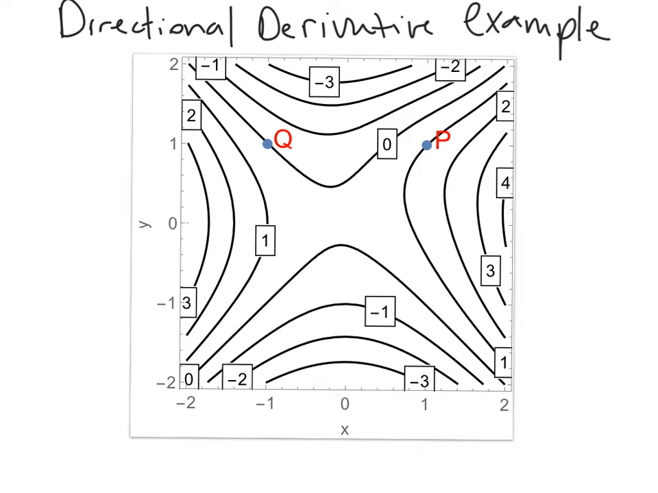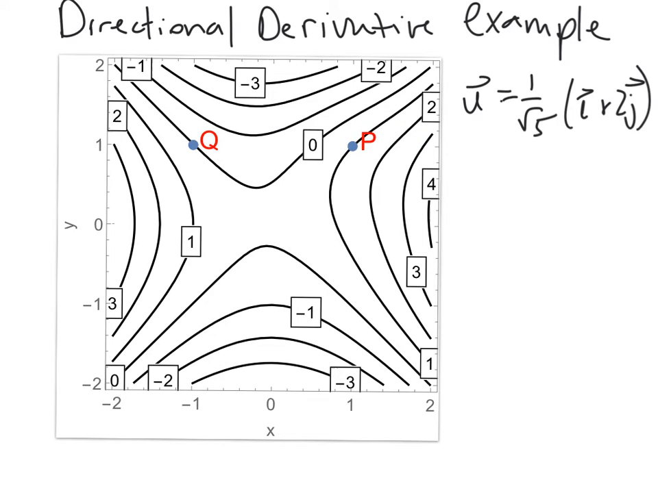Here we have a contour plot of a function, and I've labeled 2 points. I'm going to give us some direction vectors, and I'd like us to use those direction vectors to determine the sign of the derivative if we moved in that direction. We'll start with the vector direction i plus 2j over the square root of 5.